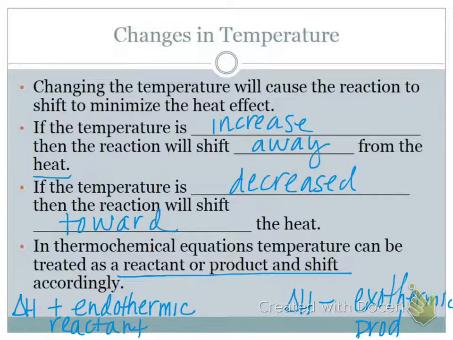And you need to know that because sometimes it'll already have the heat either as a reactant or a product. And sometimes it'll give you delta H separately. On your worksheet today, there's one where it gives it to you separately. So you have to decide, is it endothermic or exothermic, so where does heat go? And then you can answer your questions based on temperature. Okay? So let's do a couple of examples of those.